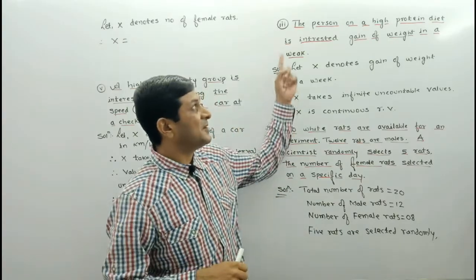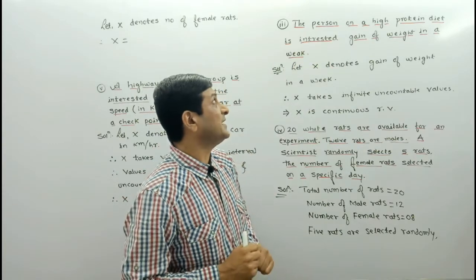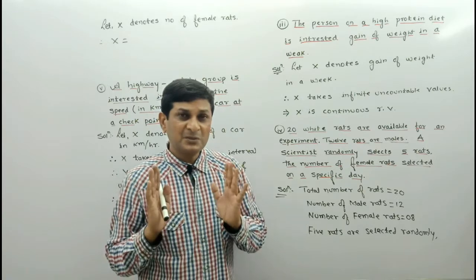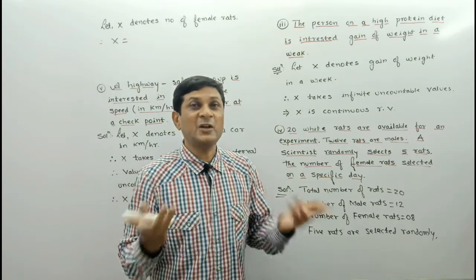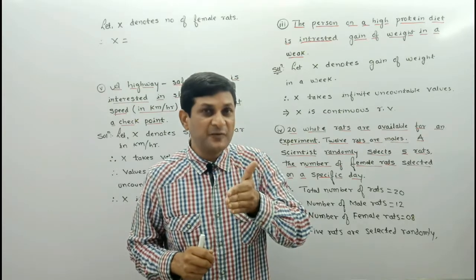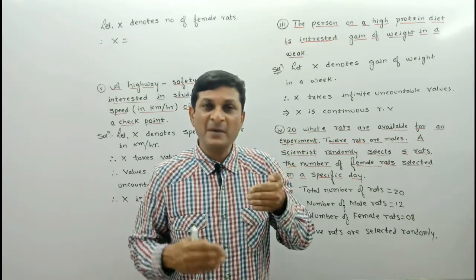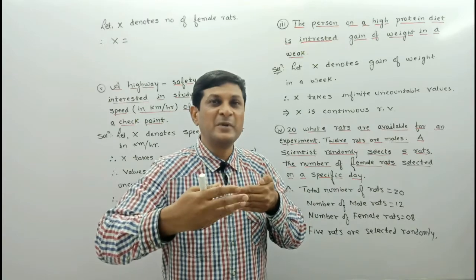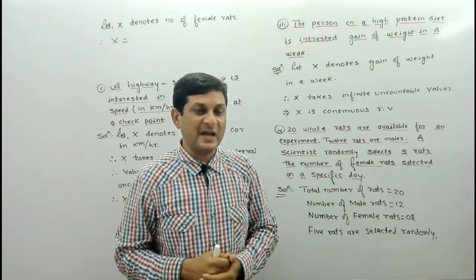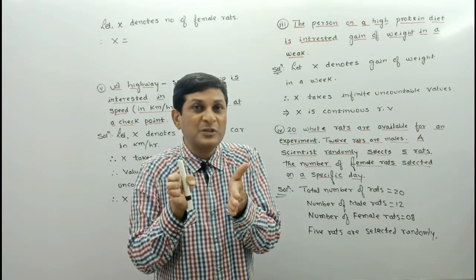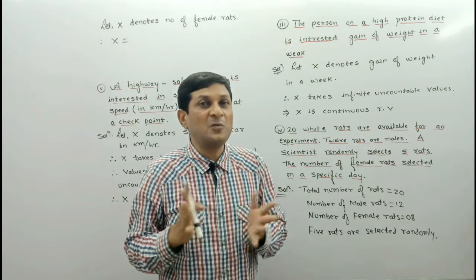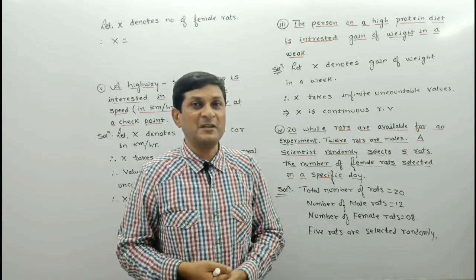In this example, a person on a high protein diet is interested in the gain of weight in a week. So x denotes what? Gain of weight in a week. Suppose that his weight is say 50 kilograms, and in a week the gain will be 2 kilograms, meaning it becomes what? 52. Let us consider one example. Here x takes values in between what? 50 and 52. In between 50 and 52, how many numbers are there? Infinitely many numbers are there.